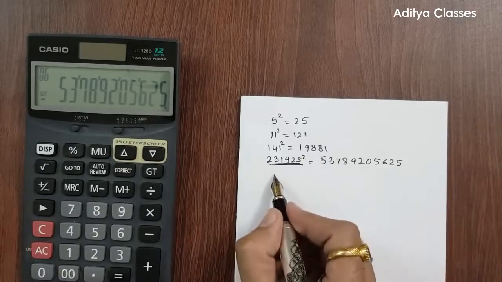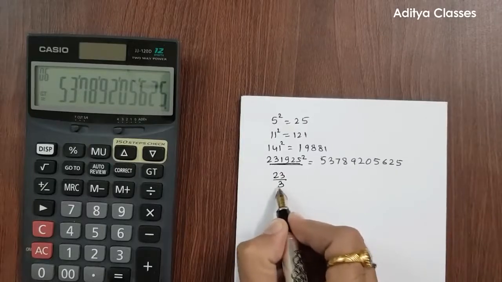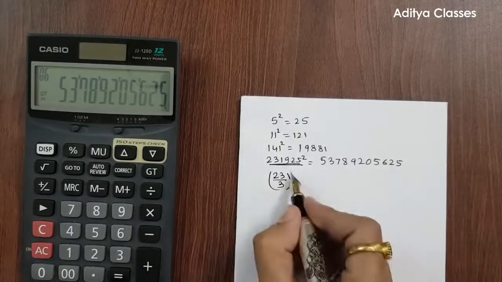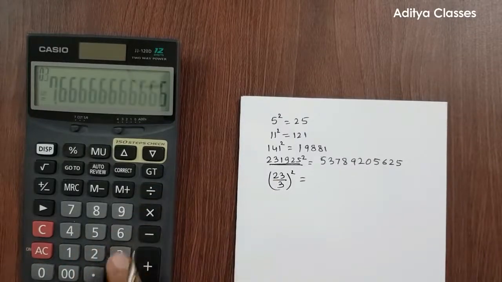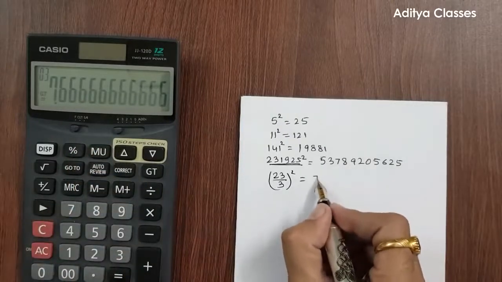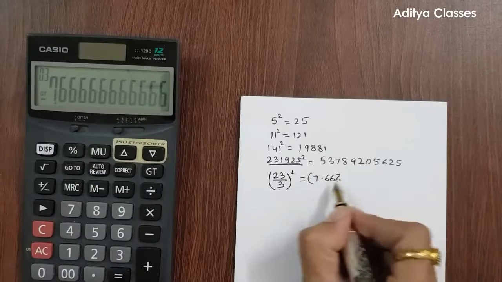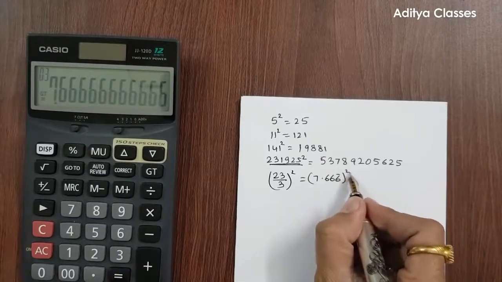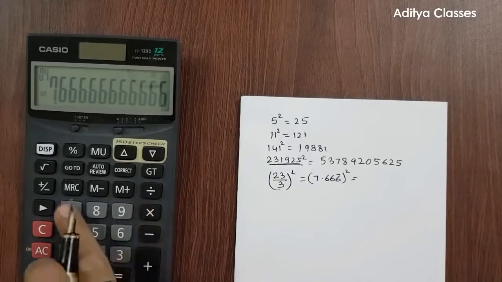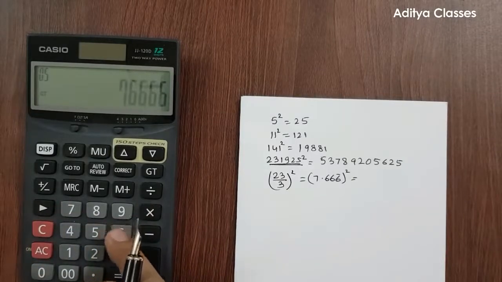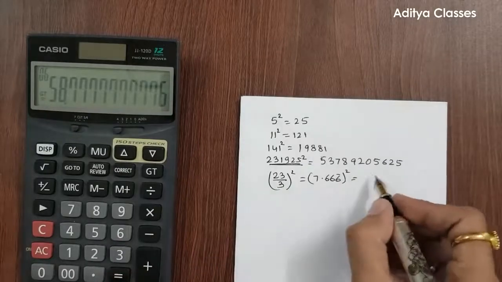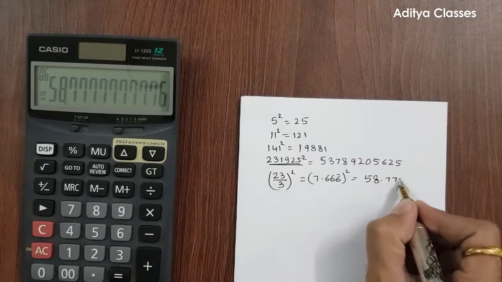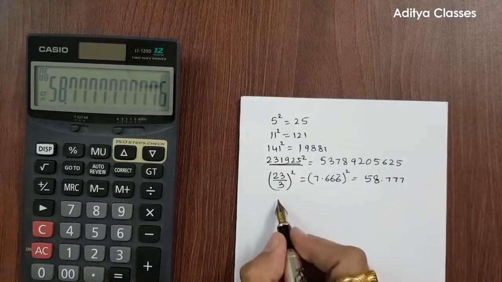First, let us take some more examples. Let's say you wish to find out square of 23 divided by 3. How will we do this? 23 divided by 3 is equal to 7.666, square. So now what I'll do is multiply it by 7.666. Either you will type this thing so many times or you might round it off. In any case, what is the answer? Answer is 58.777.